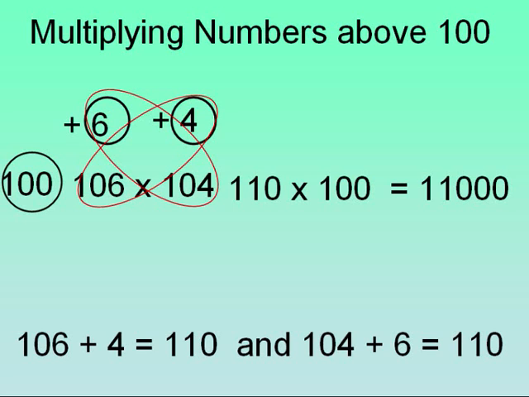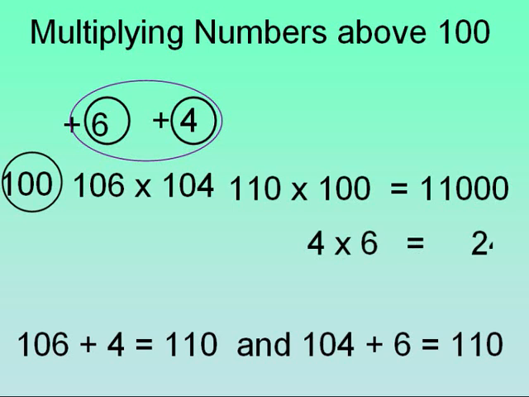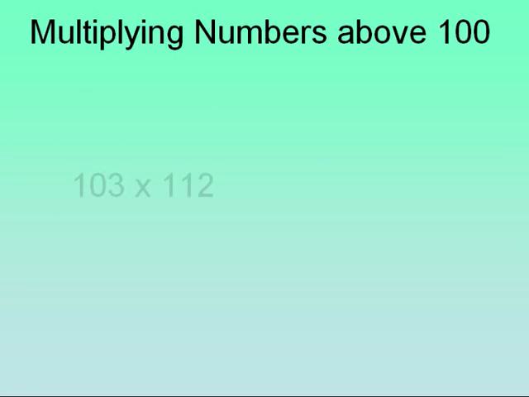So the next thing we do is we now multiply the two circled numbers. 6 4s are 24, and we get 11,024. Let's have a quick go at the next one.